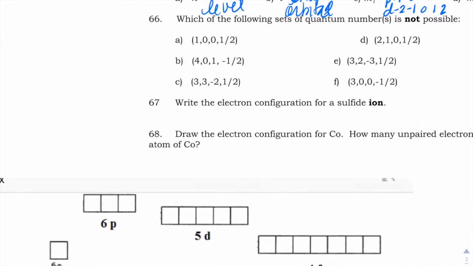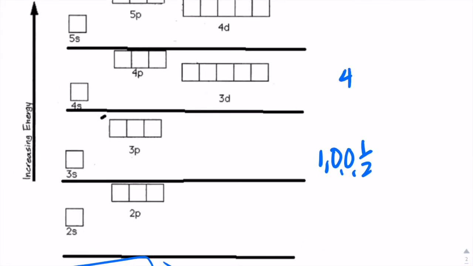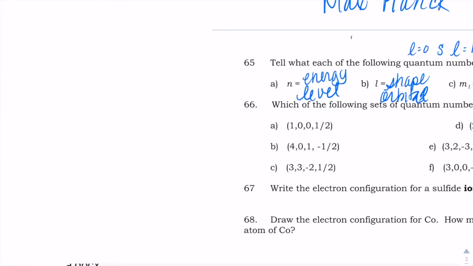Our second one, 4, 0, 1, -1/2. We're still talking about an S orbital, but there would be no room number 1 in an S orbital. So this one cannot exist.